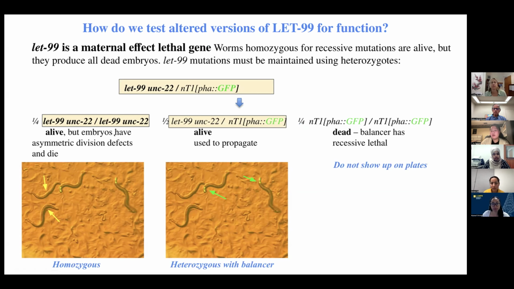We also created the homozygous let-99 mutant, which does not show the green color like the others, and we use this to analyze the phenotype and the lethality of the embryos.